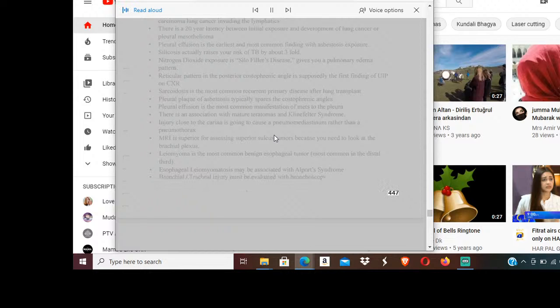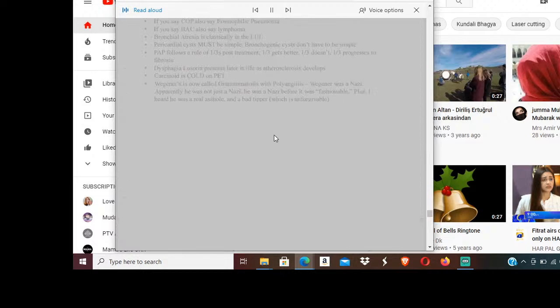447. If you say COP, also say eosinophilic pneumonia. If you say BAC, also say lymphoma. Bronchial atresia is classically in the LUL. Cysts must be simple. Bronchogenic cysts don't have to be simple. PAP follows a rule of thirds post-treatment: 1/3 gets better, 1/3 doesn't, 1/3 progresses to fibrosis.